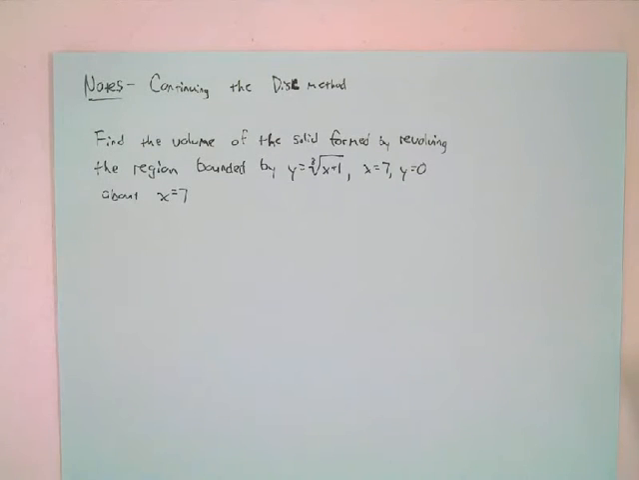That's our axis of revolution, what we're revolving about. So not the y-axis, not the x-axis. It's the vertical line x equals 7.